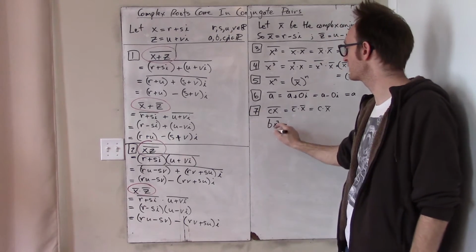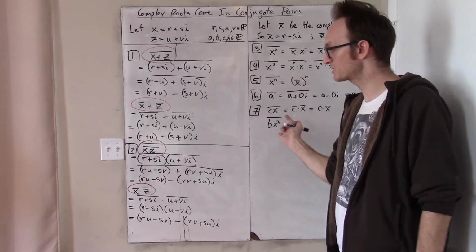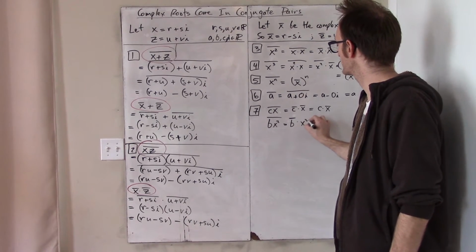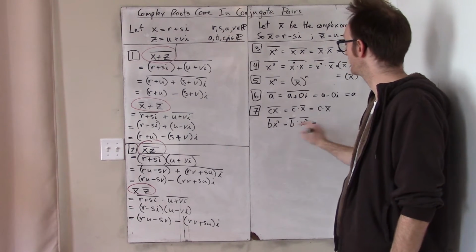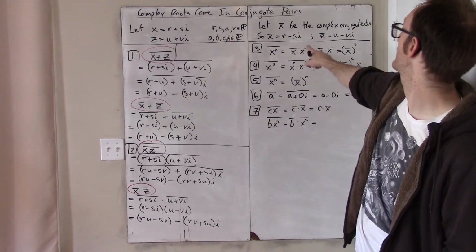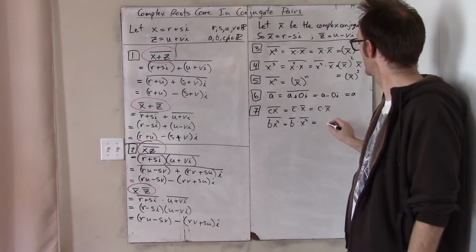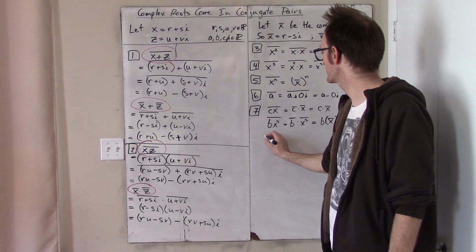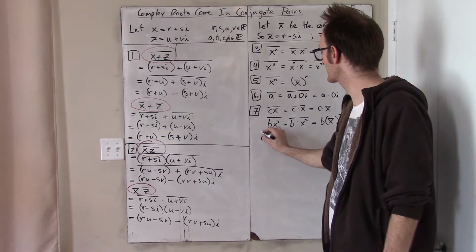Once again, I should think of bx squared as just b times x squared. Rule 2 says that's just the conjugate of b times the conjugate of x squared, but the conjugate of b is just b, and the conjugate of x squared is, by rule 3, that, and so we get b times the conjugate of x squared. And, okay, last one, what about ax cubed?